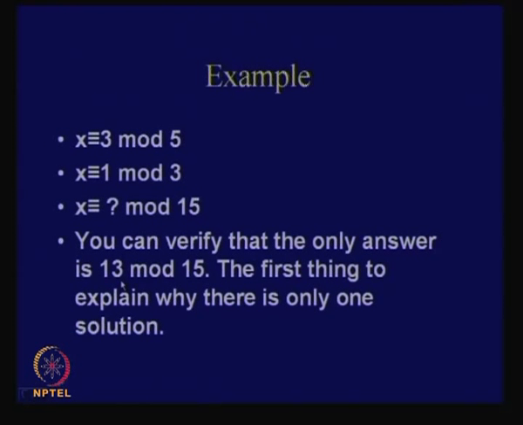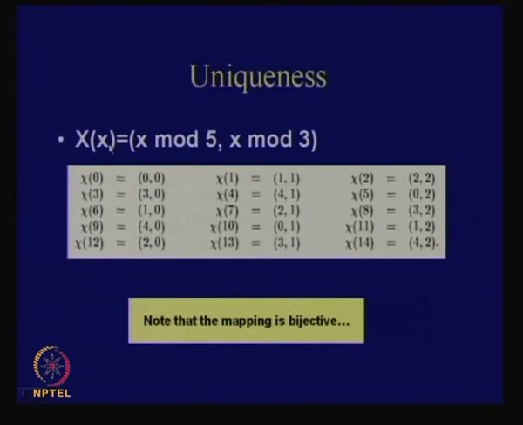The first thing to explain is why there is only one solution. That is, why is there only one unique solution? In order to understand that, let us define a function like this. You take x, which is the actual thing which you need to compute, and you express this as a tuple like this: x mod 5 comma x mod 3. Note the possible values of x. Since you are considering x mod 15, there are actually 15 values, from 0 to 14.